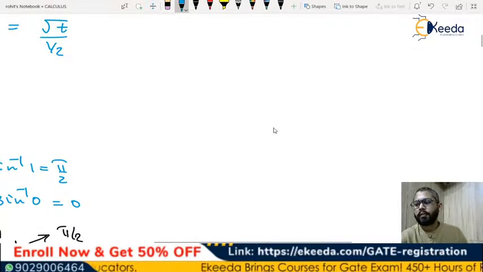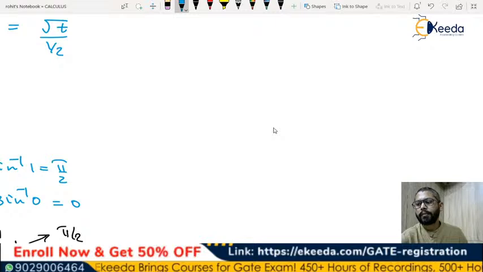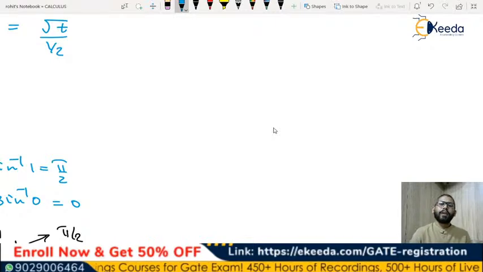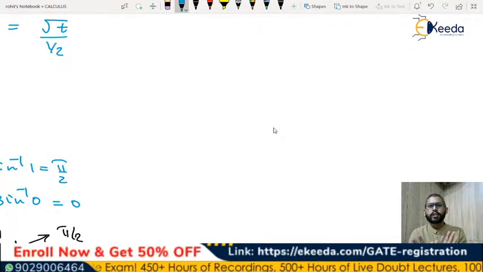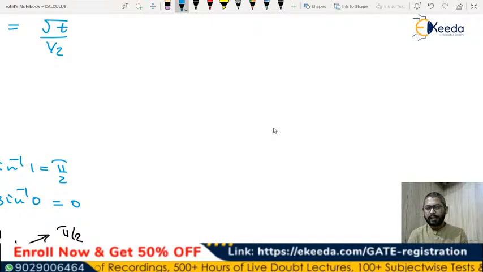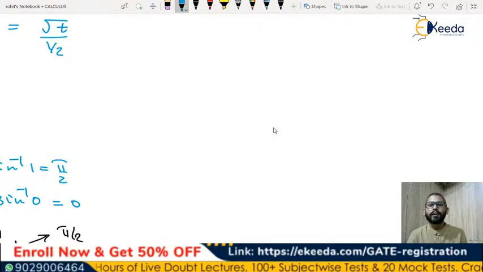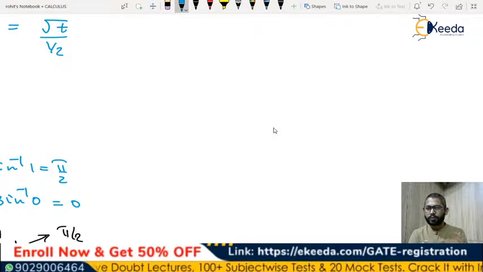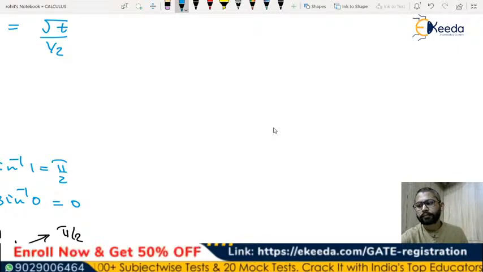So we'll be winding up here, and my suggestion is you'll have to practice more questions on this, no doubt. Mostly they'll come up with the substitution method or by parts, and they don't make so much use of the properties of definite integration, but the two properties which I highlighted, they'll definitely be using, right?